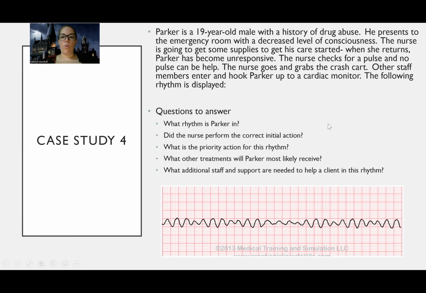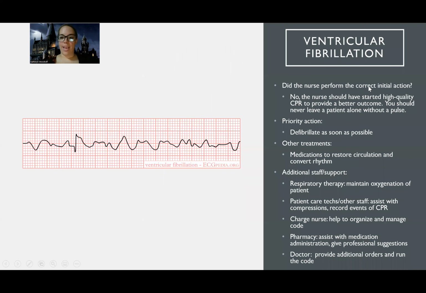Did the nurse perform the correct initial action? The first thing she did: he was unresponsive, she checks for pulse, and no pulse can be felt, and so she goes and grabs the crash cart. Was that the right thing? The answer is no. She should have started high quality CPR. We're not going to leave a patient alone that doesn't have a pulse. Priority action is defibrillate as soon as possible. As soon as someone else can come in and bring in that crash cart, then we will defibrillate.